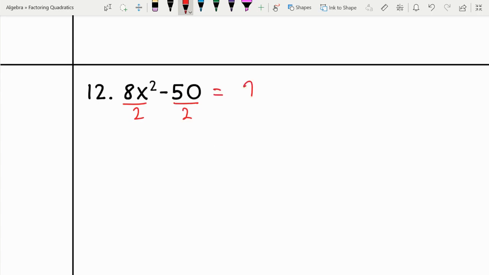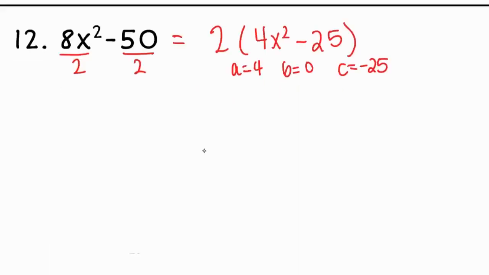Don't forget, when you do factor out a GCF, you have to keep it out in the front. Don't forget about it because you're going to bring it along at the very end. 8 divided by 2 is 4x squared. Negative 50 divided by 2 is negative 25. From here, a equals 4, b equals 0, c equals negative 25.